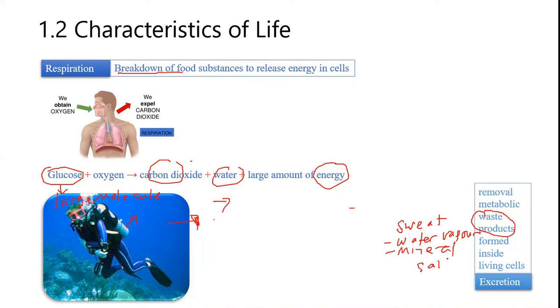Mineral salts like sodium and potassium are also removed in our urine. We also remove the waste product, urine. Urine also consists of excess water, and also mineral salt.